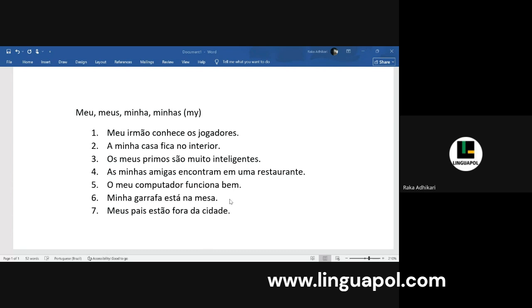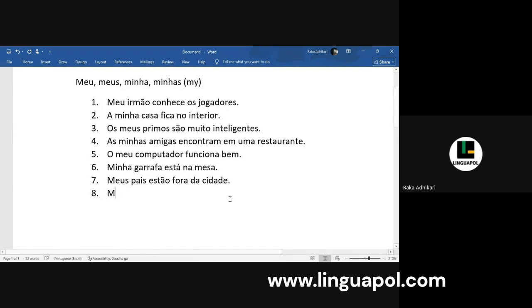So here we can see pais is plural. So we are using meus pais. Meus pais estão fora da cidade. Okay. For example, as minhas canetas são das cores diferentes. My pens are of different colors.